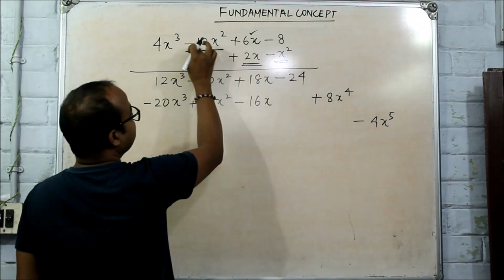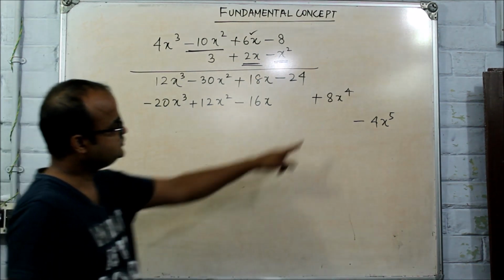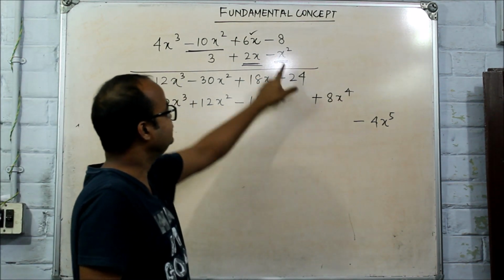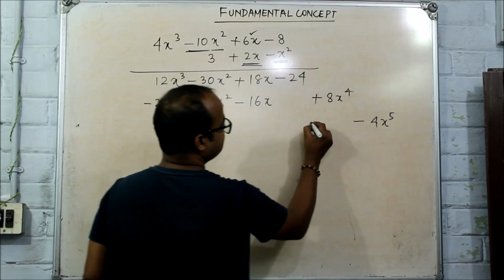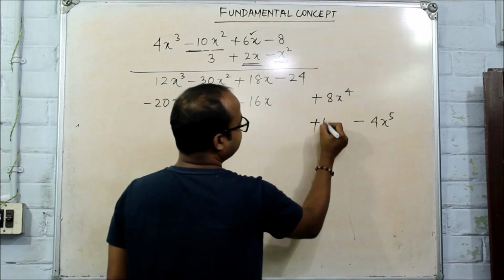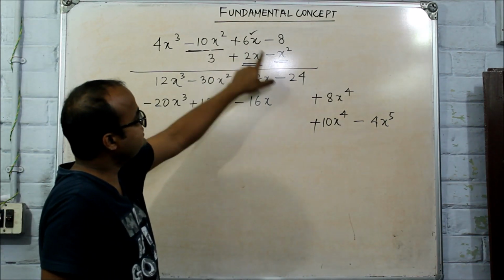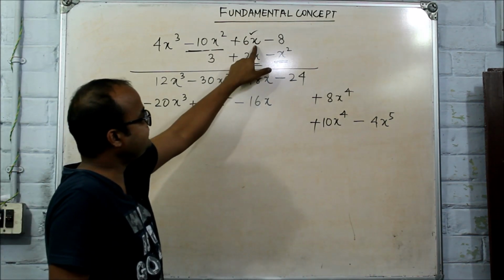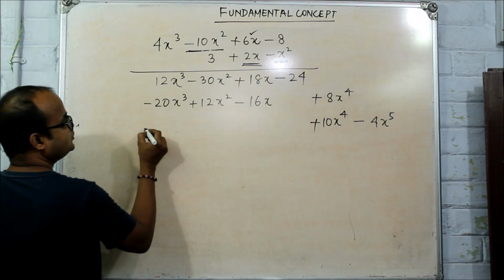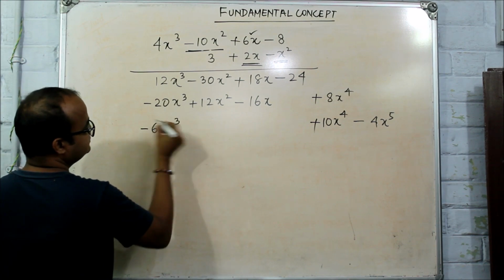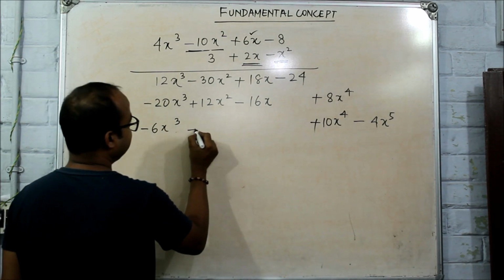Now x square into x square is x to the power 4. So once you multiply these two, you need to write here minus plus 10 into 1, 10 x to the power 4, plus minus 6x into x square, that is 6x cube, so minus 6x cube, minus plus 8x square.